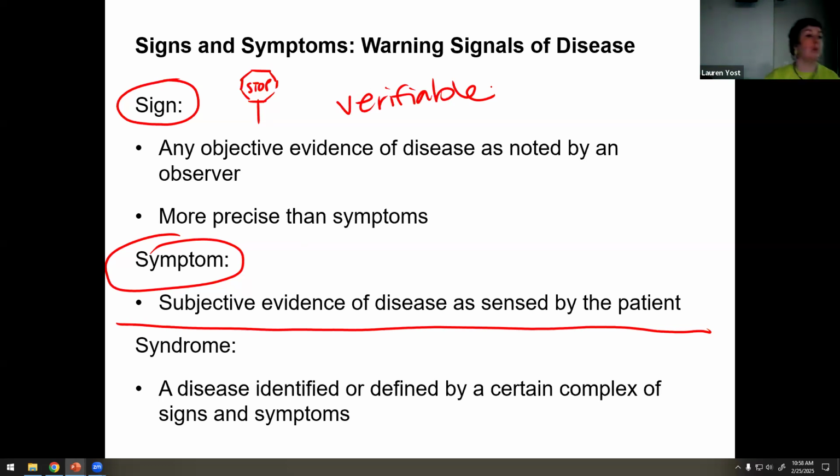You can measure them. You can observe them. You can observe vomiting. You can observe a fever. You can measure it. You can observe swollen lymph nodes. You can palpate them. You can observe that they have a high white blood cell count, or that they have low iron, or that they have diarrhea. Can you observe or measure pain? No. Can you observe or measure fatigue? No. Can you observe or measure nausea? No. So those are symptoms. These are subjective.